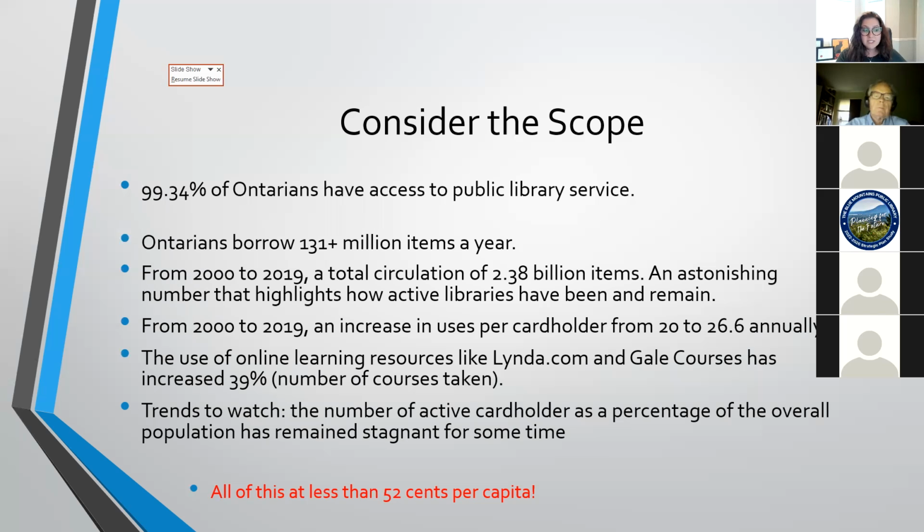And I think that's why we were so successful in the past with lobbying for broadband infrastructure access to our public libraries, because the easiest way to bring access to the most people simultaneously is to bring it to the public libraries. Ontarians on average borrow 131 million items a year. So imagine the volume of that, and that's physical items and electronic items. And from 2000 to 2019, there has been a total circulation of 2.38 billion items. And that number highlights how active libraries have been and remain in this span of 20 years.